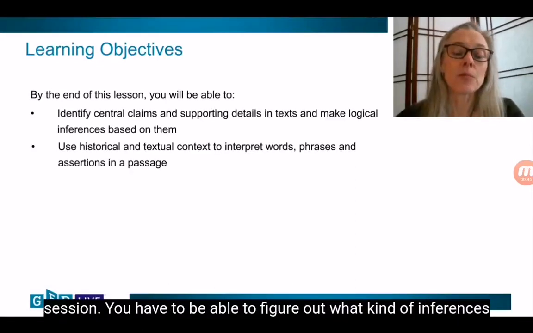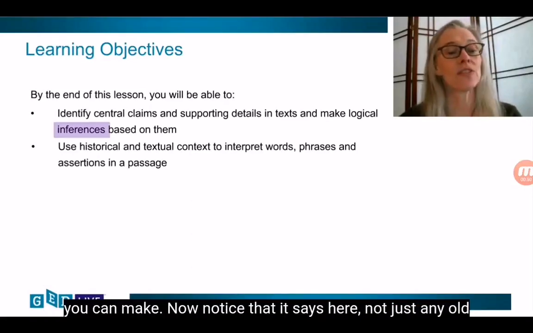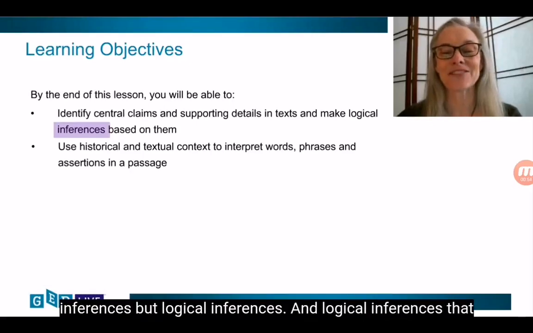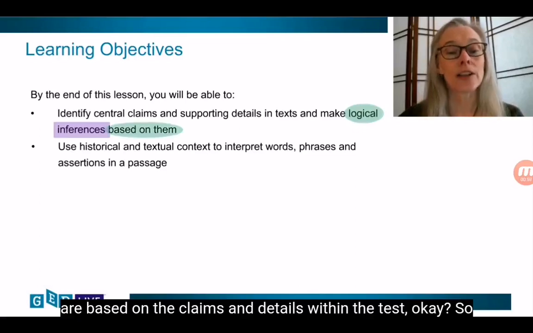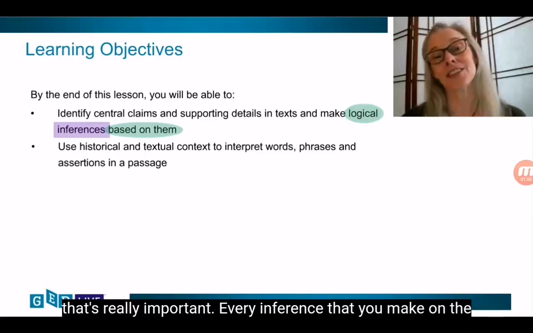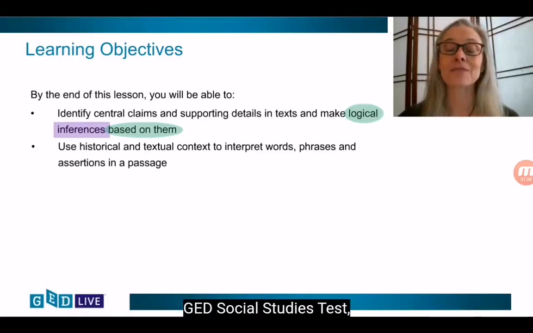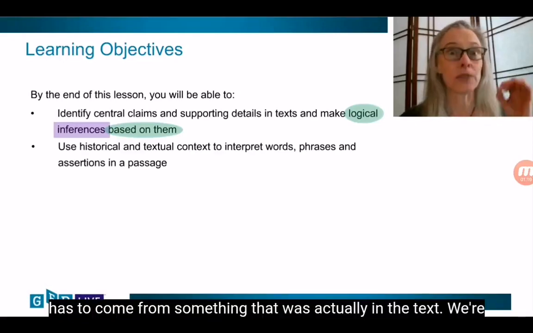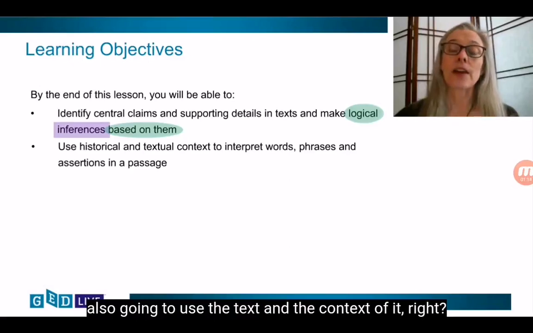You have to be able to figure out what kind of inferences you can make. Now notice that it says here, not just any old inferences, but logical inferences, and logical inferences that are based on the claims and details within the text. Okay, so that's really important. Right? Every inference that you make on the GED Social Studies test has to come from something that was actually in the text. We're also going to use the text and the context of it, right?